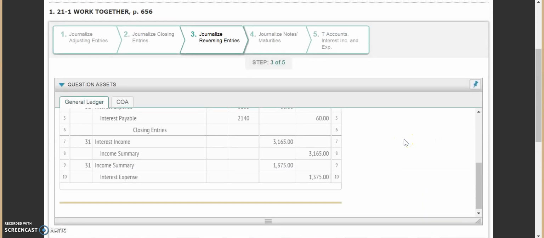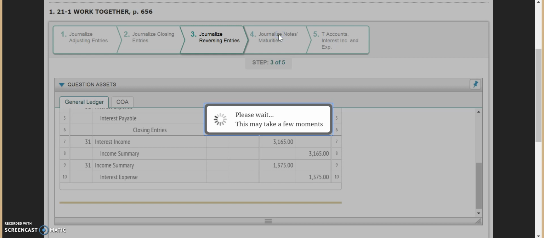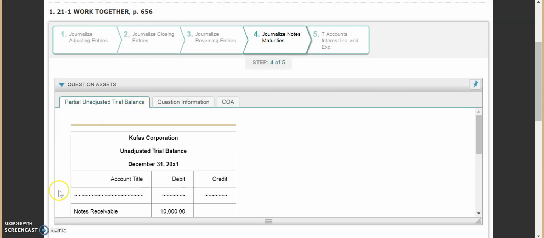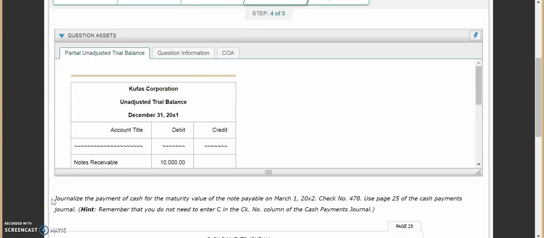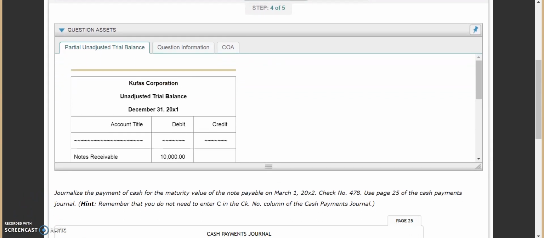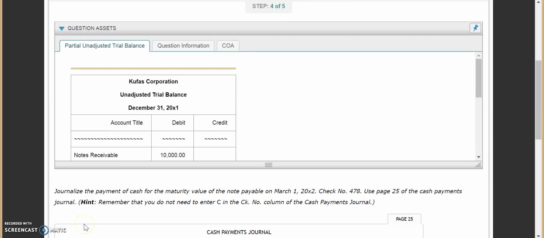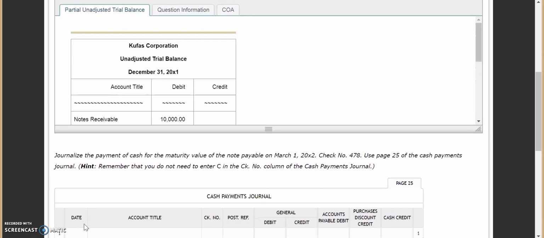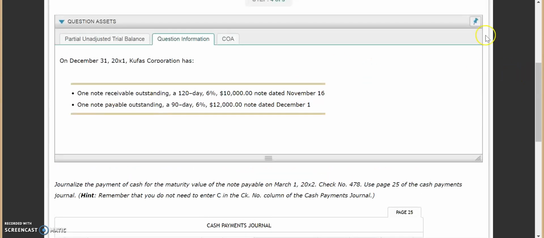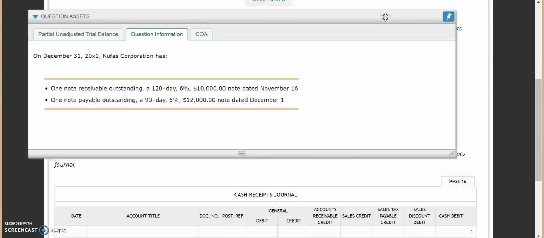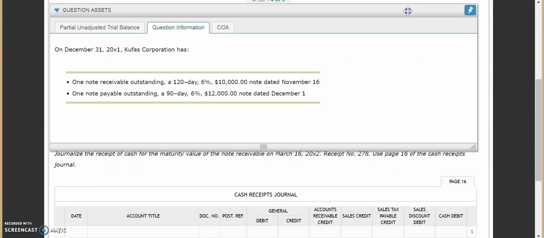Okay, so let's head over to step 4, journalizing our notes maturities. Once we get there, our note receivable and then also our note payable. As we come down here, it says that we're going to journalize the payment of cash for the maturity value of our note payable on March 1st of 2012, or the next year. Check number 478, we're using page 25 of the cash payments journal. And we're going to need our question information up here in our question assets to remember our face value as well as our interest rate and the number of days that we've had.